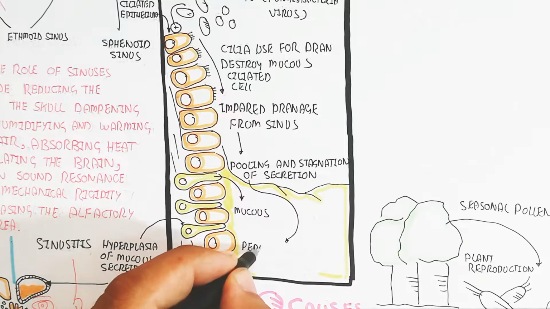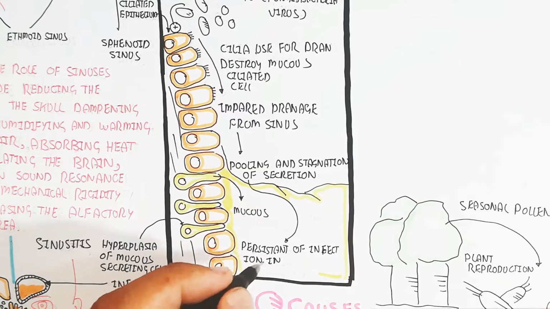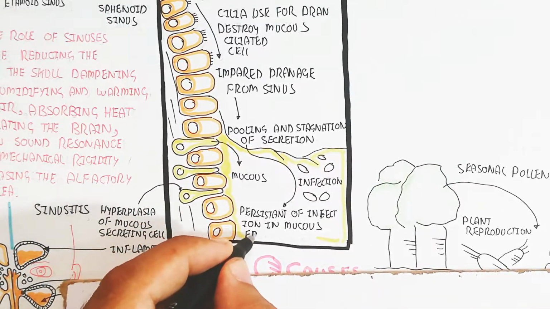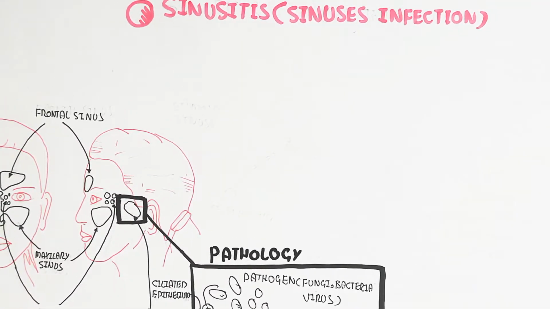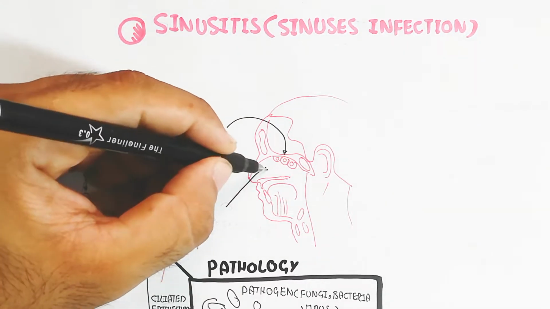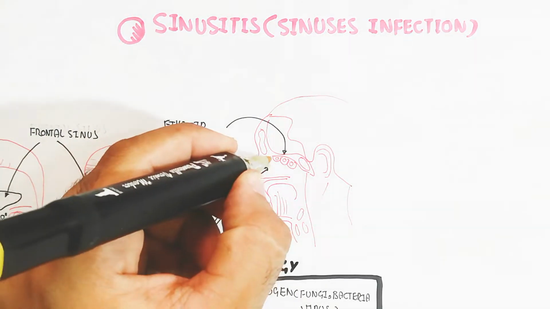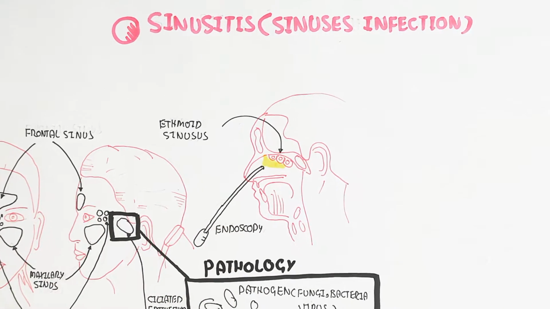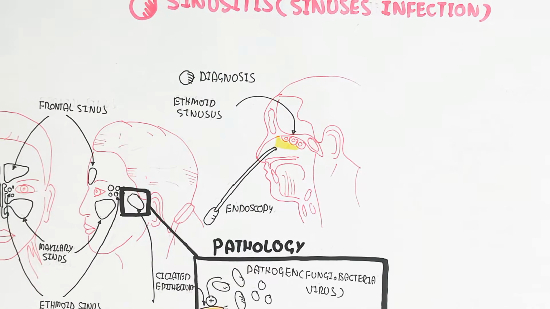So when the cilia do not function due to the damage of the ciliated epithelium, the persistence of infection in the mucus leads to edema and causes sinusitis. Here you can see the diagnosis, which we can check through endoscopy, for example through the ethmoid sinuses. This is the diagnosis for checking whether it is sinusitis or not.